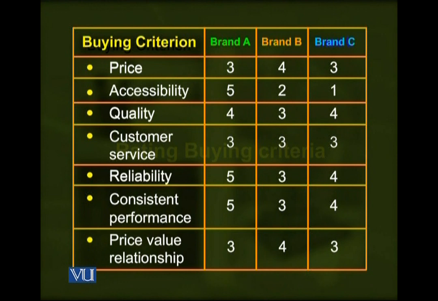So in other words, by assigning these weights, you can draw comparisons which are vertical and comparisons which are horizontal. The vertical comparisons mean that you compare your own brand, or one brand, against its own attributes, and horizontal comparisons mean that you compare one attribute in relation to all the brands that you are comparing. This is a very interesting rating.